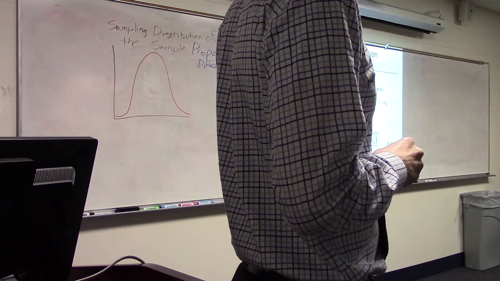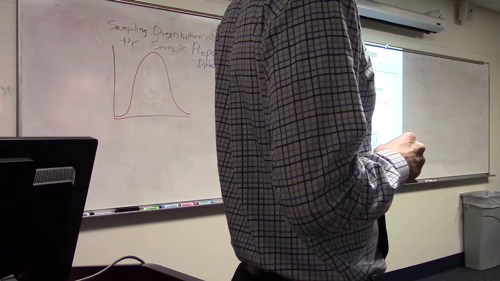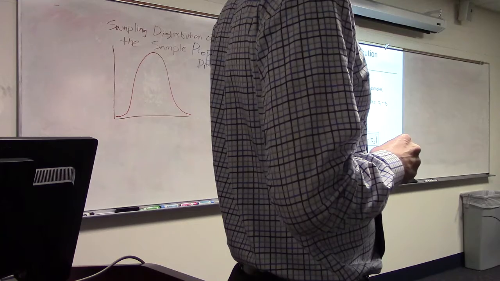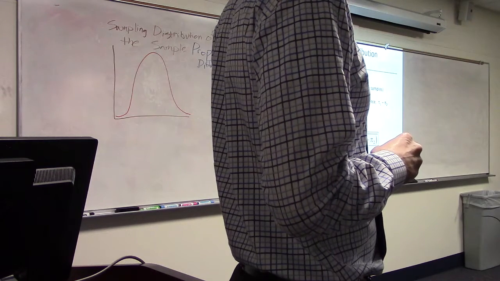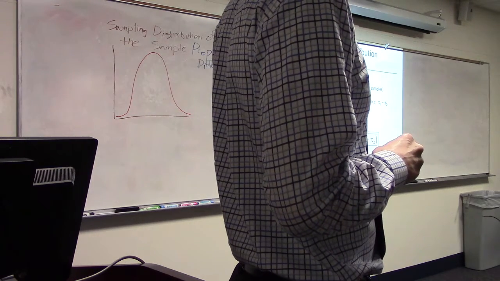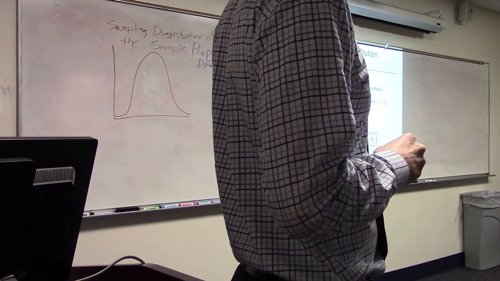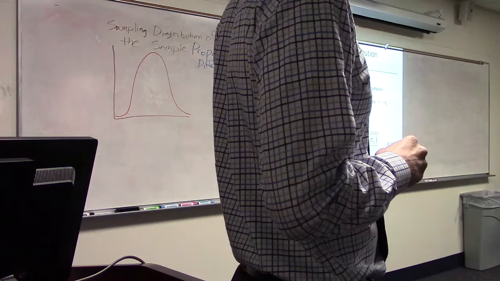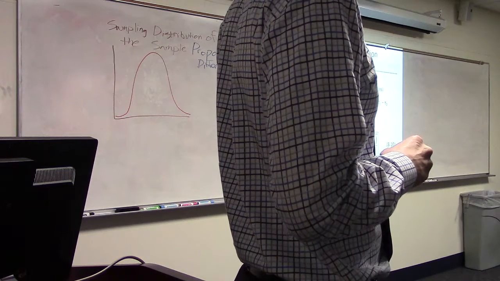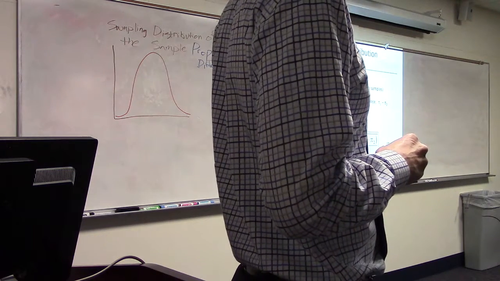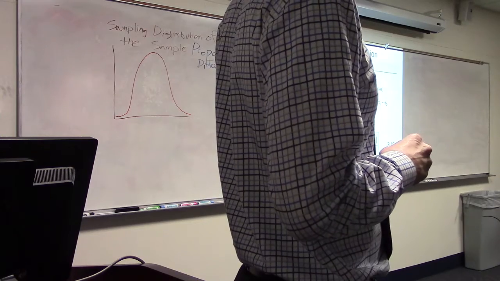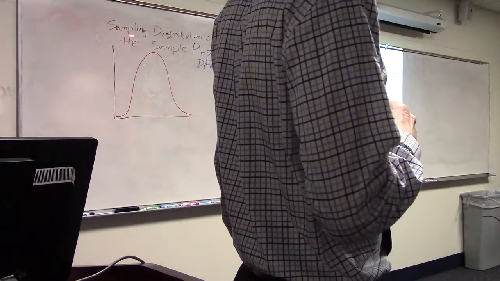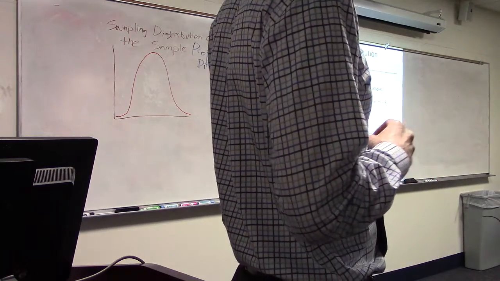Well, let's talk it through, though. What is that? What does that symbol mean? Standard deviation. Standard deviation of the point estimate. Yeah, of the point estimate. Of the sample proportion difference. You could also say standard deviation of the sample proportion difference. Also, you could say the standard deviation of the sampling distribution of the sample proportion difference.